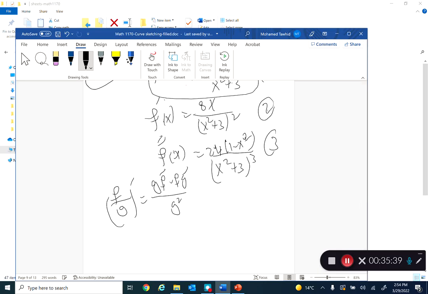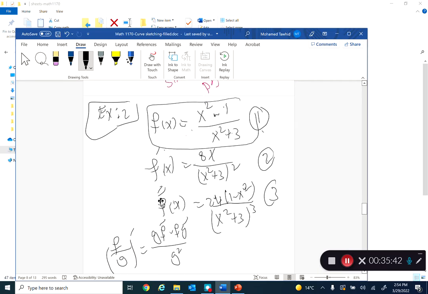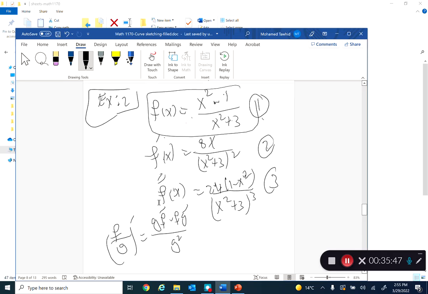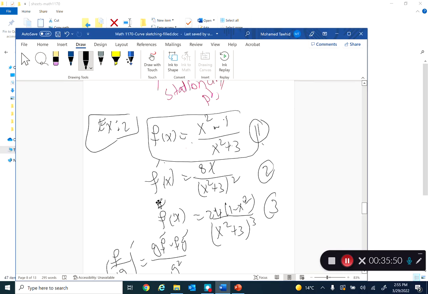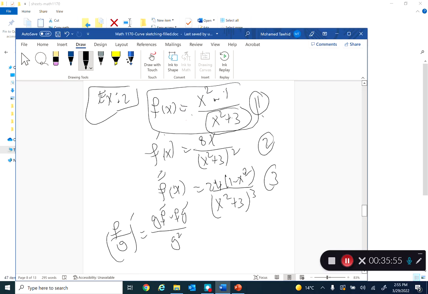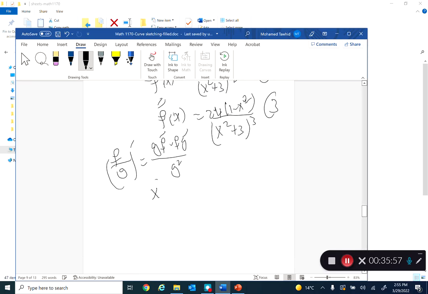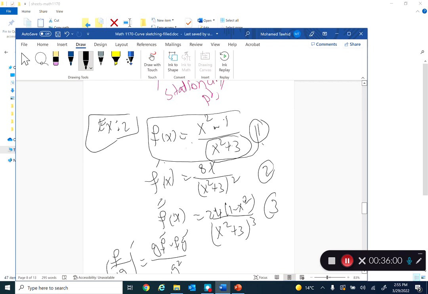All right, so now step number 1, if you recall, I need to get the domain. How to get the domain for x squared minus 1 over x squared plus 3? First, you have a fraction here. Whenever you have a fraction, you should worry about dividing by 0, because we cannot divide by 0. If you divide by 0, the function will be undefined.